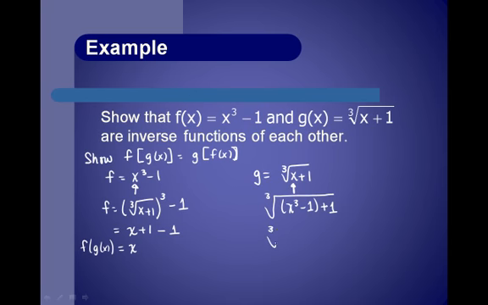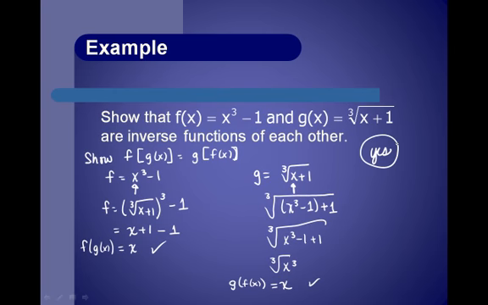Well, under the third root sign, we have x to the third minus 1 plus 1, which is just x to the third. Well, the third root of x to the third is just x. So we have shown that g of f of x is x. Because this holds true for both cases, we know that yes, these two functions are inverses of each other.